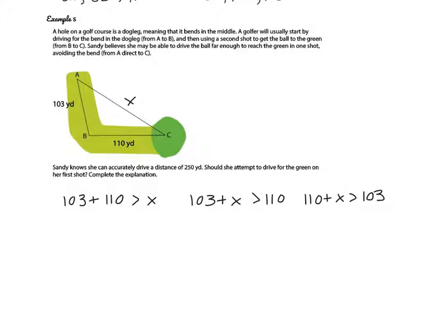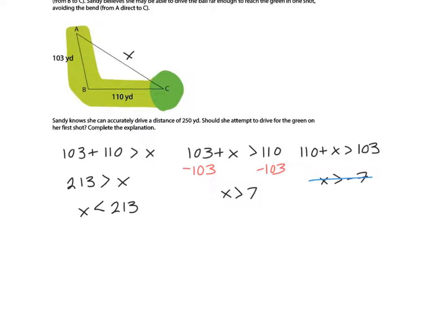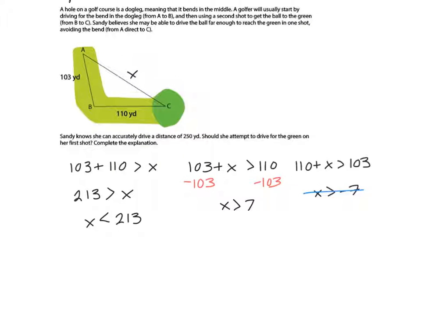So for this first piece of information, we see that 213 is greater than x. So we see that x is less than 213. I just rewrote it so I can read it a little easier. Here, if we solve for x by subtracting 103, we see that x must be greater than 7. And here we get x is greater than -7, which is too vague for us to use. So let's look at what we have. We know, using triangle inequalities, that the length from A to C must be greater than 7, but less than 213.